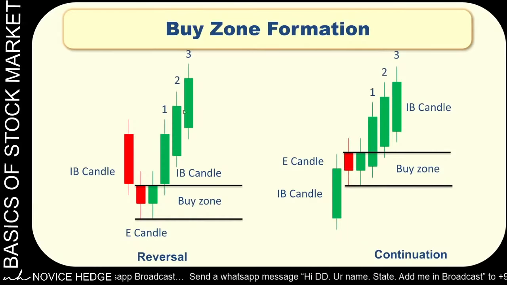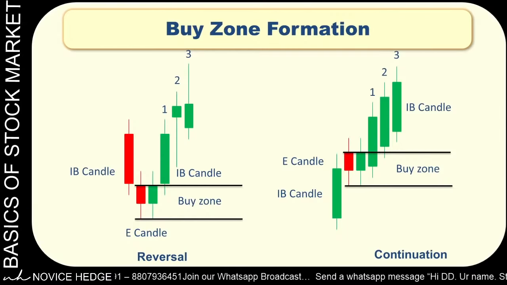In this case, it looks like an IB candle. So I can make a change to it. It can be like this also, or like this also. It does not matter, it can be either case. It can be an E candle or an IB candle, but what's the criterion? It should form two new highs. See, it forms a new high, and another one also forms a new high. This is a reversal pattern and this is a continuation pattern.